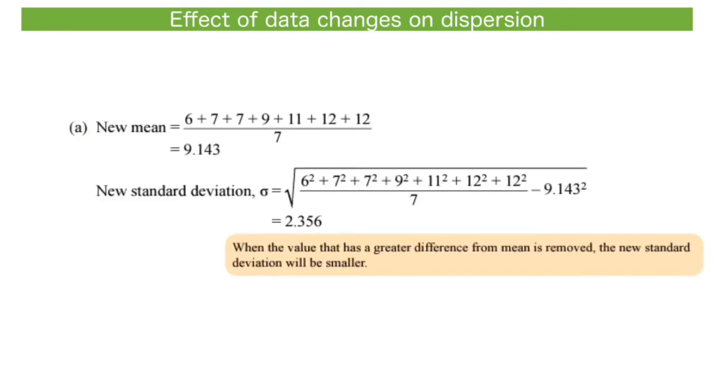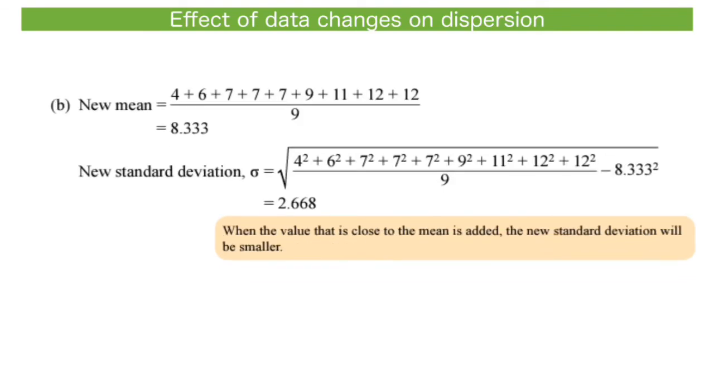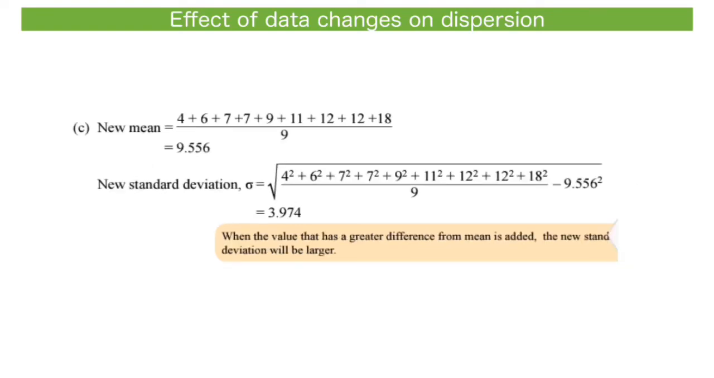So the conclusion is, when the value that has a greater difference from the mean is removed, the new standard deviation will be smaller. When the value that is close to the mean is added, the new standard deviation will be smaller. When the value that has a greater difference from the mean is added, the new standard deviation will be larger.